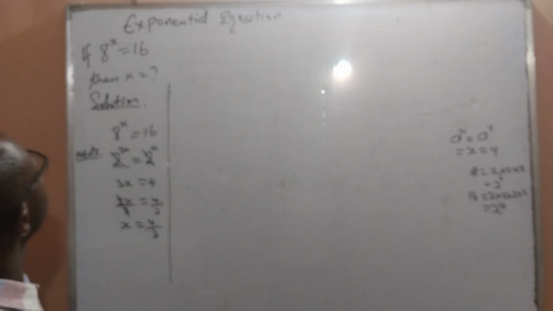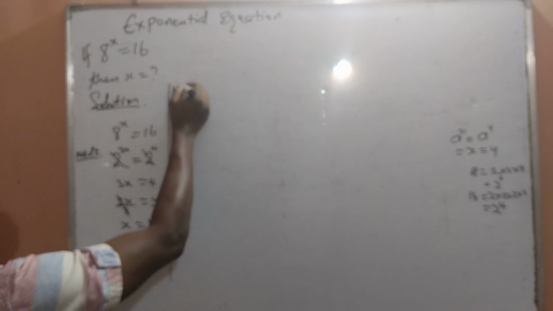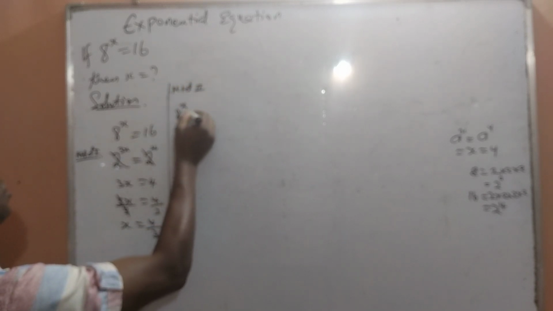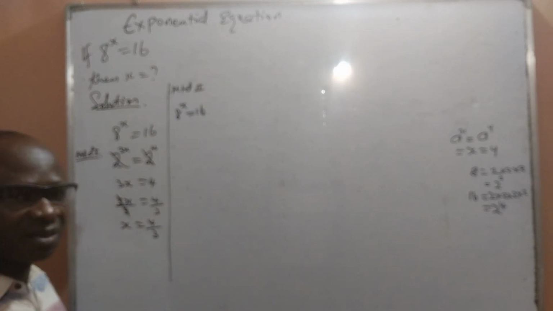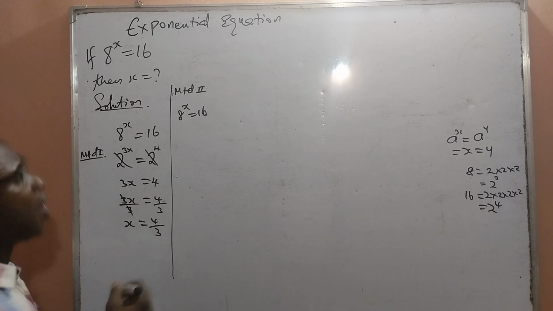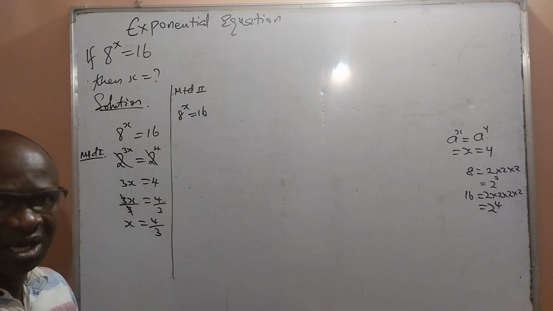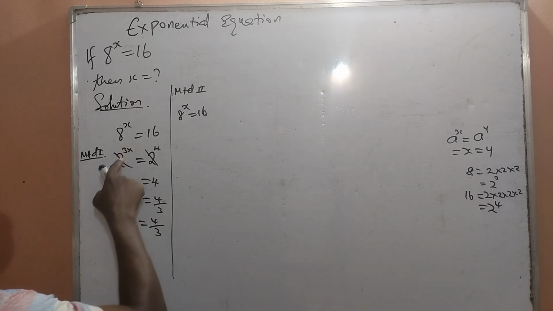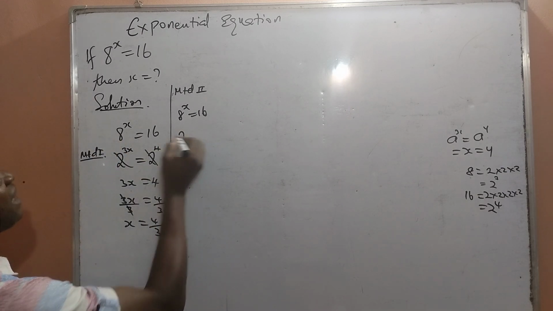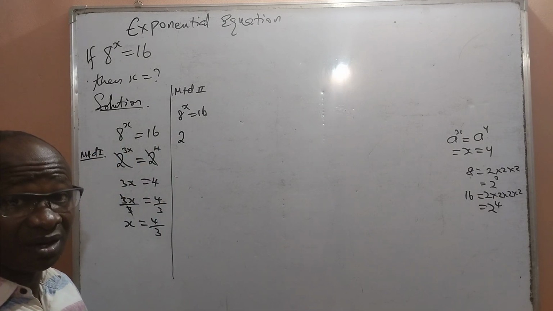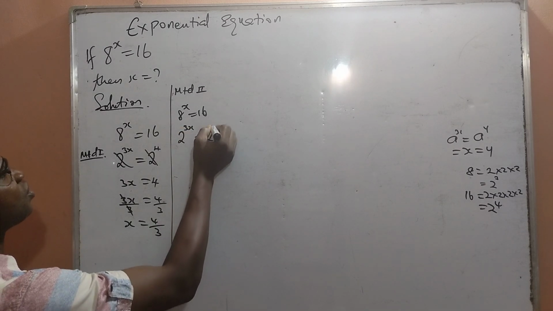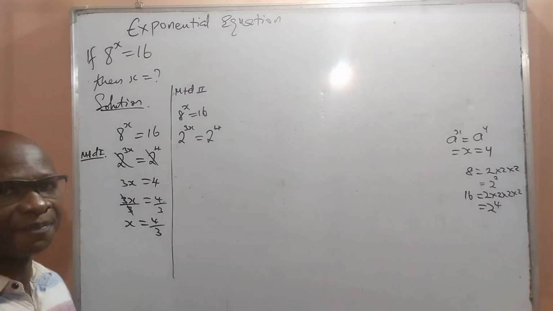All right. Now, method 2. I am given 8 raised to power x equal to 16. Applying logarithms to both sides of the equation, we make it. Or before I do that, let me quickly remind you that 2 raised to power 3 is the same thing as 8. So I can write it like that before applying the logarithms also. That means 2 raised to power 3x is equal to 2 raised to power 4, which is in order.